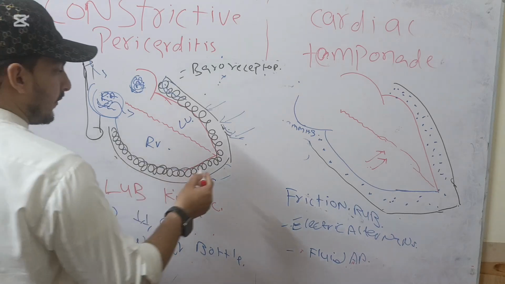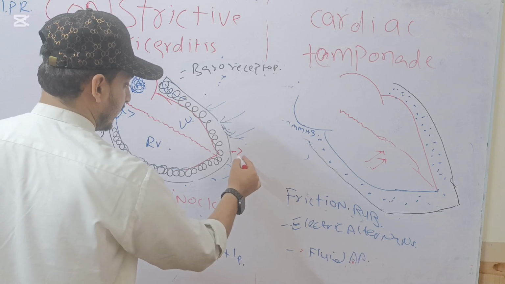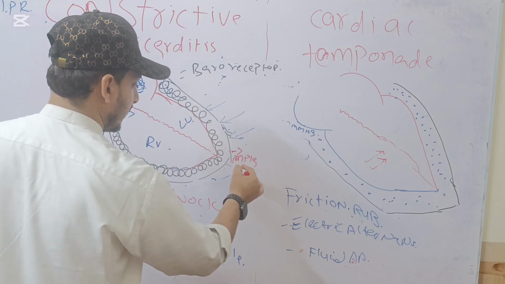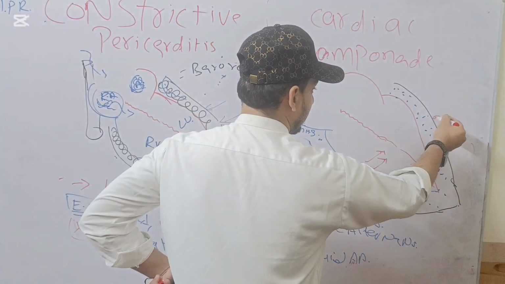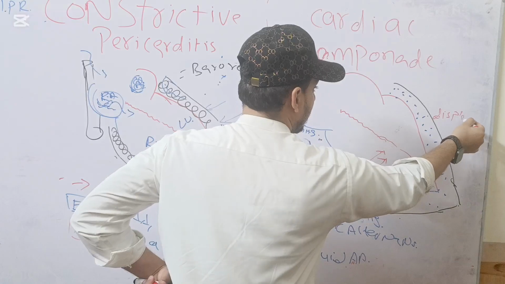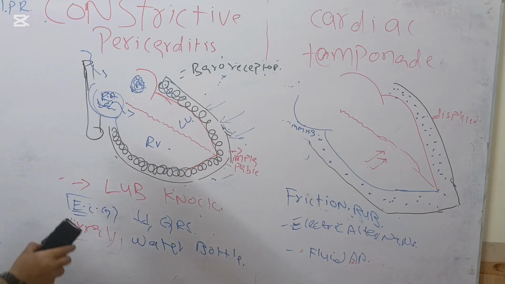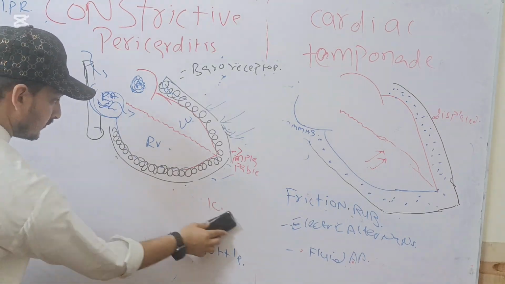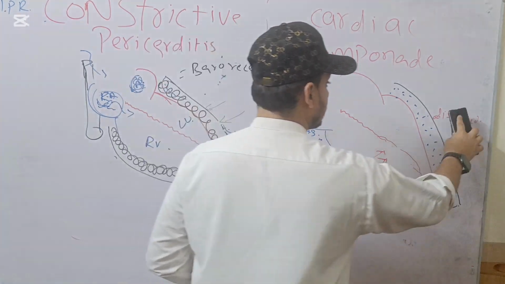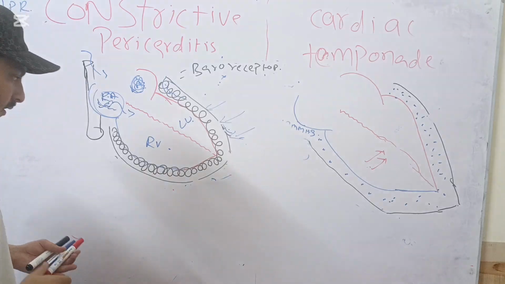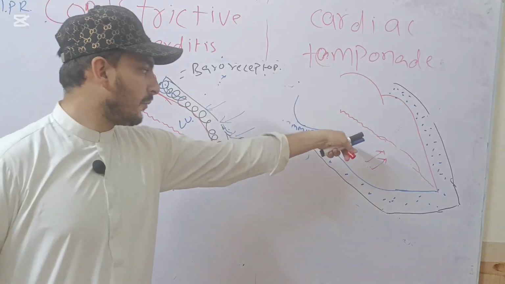And what about the apex beat? In constrictive pericarditis there is an impalpable or absent apex beat. Here there is a displaced apex beat, because there is fluid. Now move further on. What about the sound? Here is a knock sound, or here is a muffled heart sound.